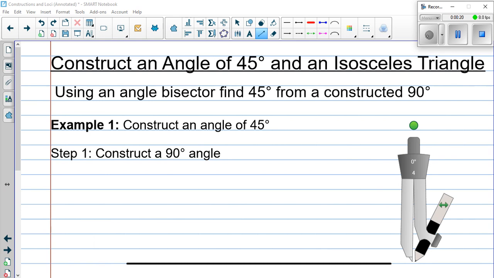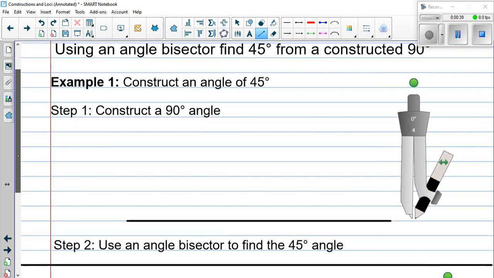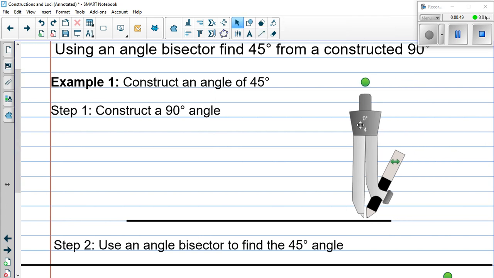Well, same thing as when we did 60 degrees, we found we could get 30 degrees from it. Well, from 90 degrees, we can find 45 by doing the same process of doing an angle bisector. So, starting off with our example, we want to construct an angle of 45 degrees. So, step 1, construct an angle of 90 degrees. Then our step 2 will be to bisect that to find our 45 degree angle. So, what do I have to do?